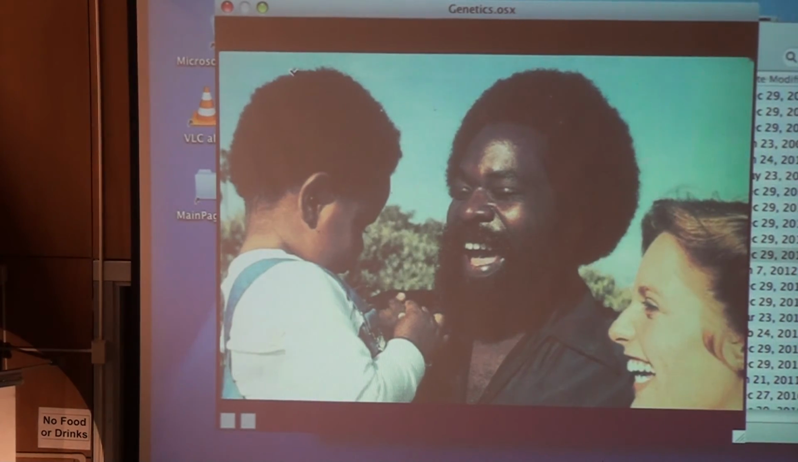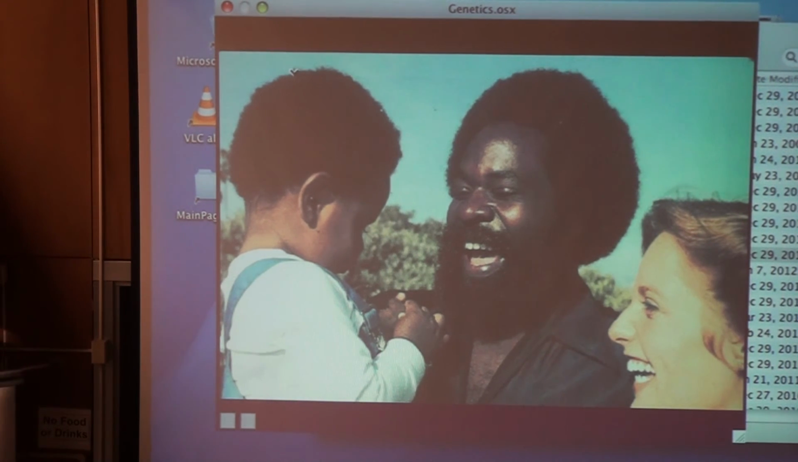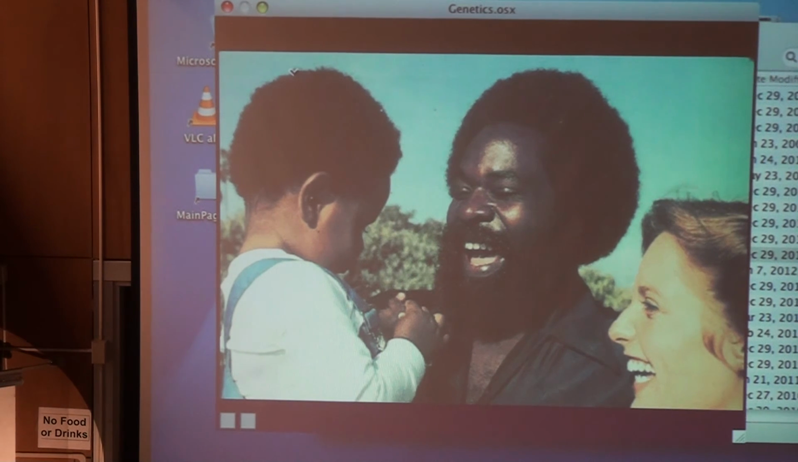All right, for probably as long as there have been people on the earth, people have wondered about the rules of inheritance and how traits are passed from one generation to the next. And over the history of human beings, there have been a lot of wrong theories about how genetics worked.